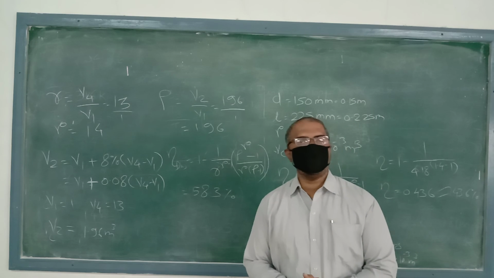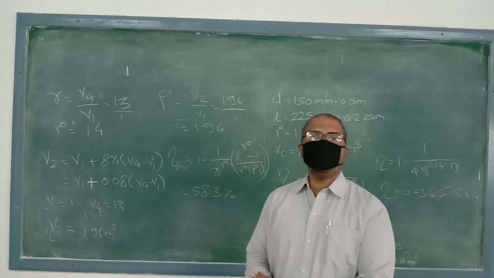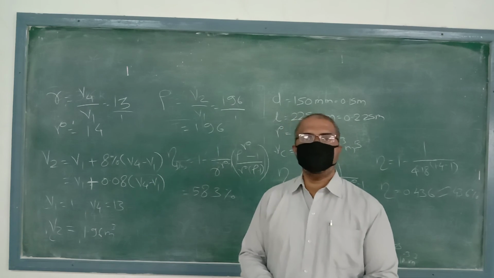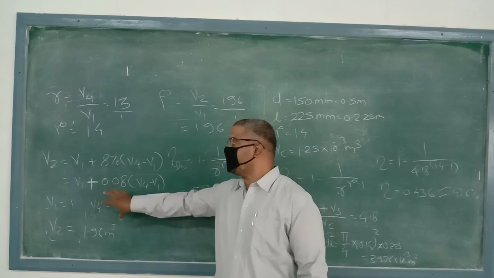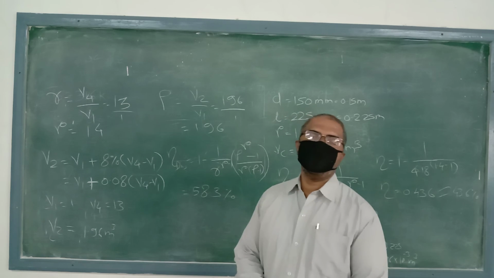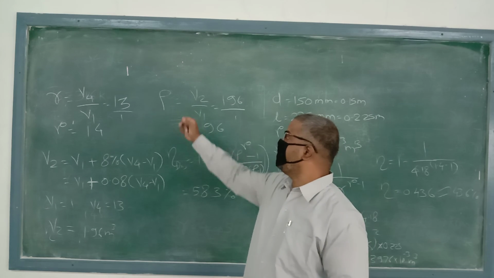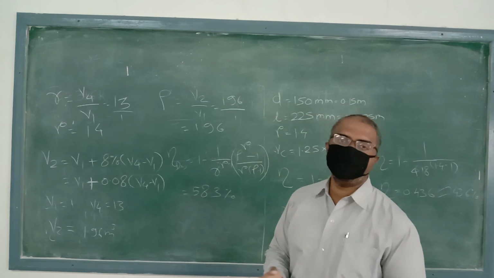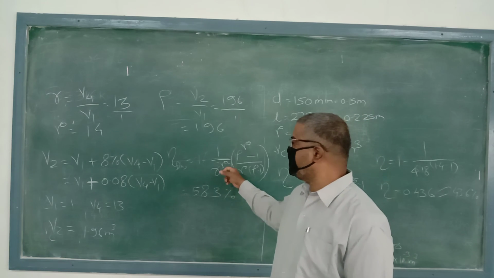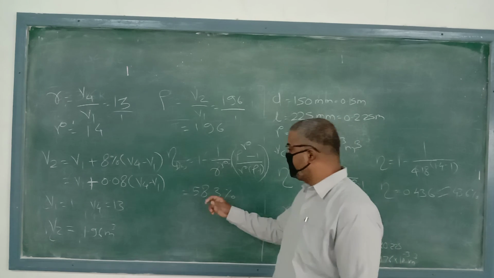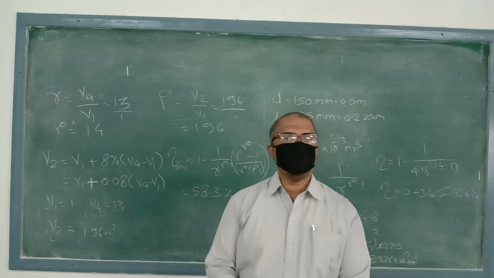So we can easily calculate value of V2. V2 is equal to V1 plus 0.08 times (V4 minus V1). Value of V4 they have mentioned, V1 they have mentioned. We have to substitute these values in this equation and we got the volume V2. Once you know the volume V2 and V1, you can easily calculate cutoff ratio. Now three parameters: cutoff ratio, compression ratio, and adiabatic index we know. So after substitution in diesel engine formula, we got the efficiency of the diesel cycle 58.3%. So this is all about today's lecture. Thank you.